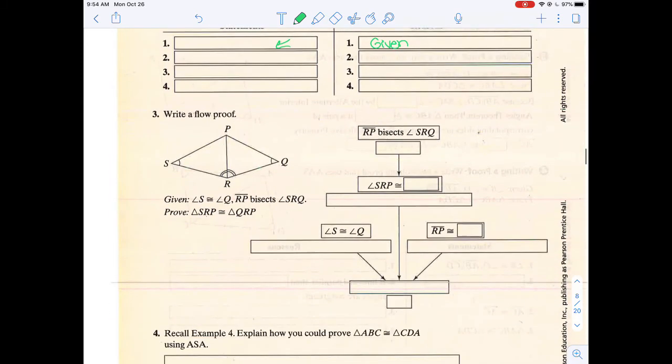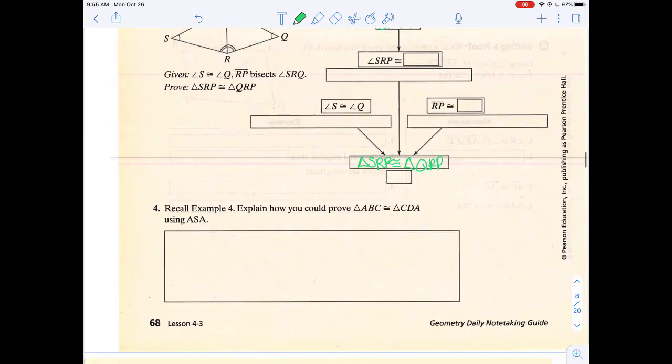In this one, you're going to write a flow proof, so it gives you information. You've got to write how you know it. So like here, this box is given. Usually the first one is the given information, and you just sort through until you prove that the two triangles are congruent. So in the end, your goal is to prove that triangle SRP is congruent to triangle QRP. And you've got to figure out what theorem you're going to use to prove that.